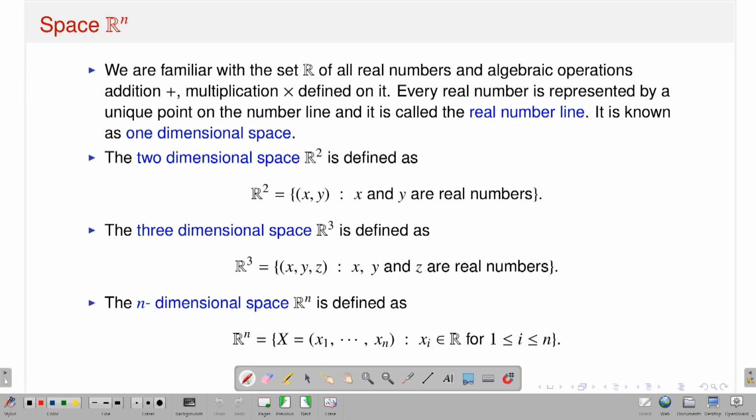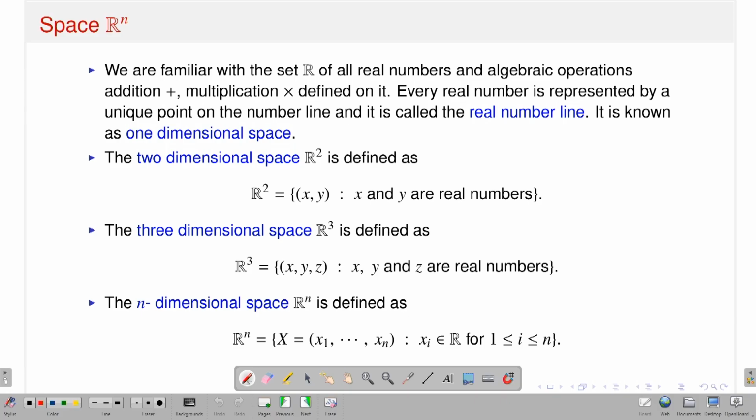This Rn is basically the product of R with itself n times, that is R cross R cross ... cross R, n times. If the dimension n is greater than 1 in this Rn, the elements of Rn are called vectors. They are denoted by capital letters or uppercase letters or boldface letters in books. While writing on paper, we prefer to use capital letters for vectors. At school level, you might have used the arrow symbol above the letter to denote vectors.